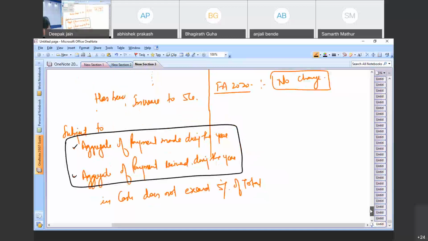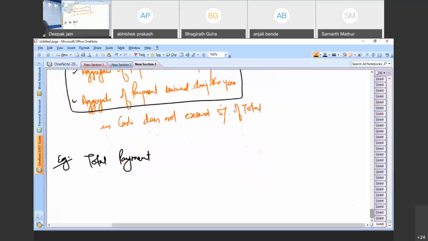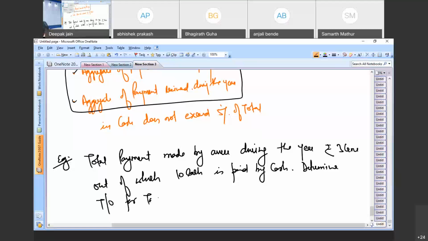Let us understand with the help of an example. Suppose total payment made by SSC during the year is 3 crore, out of which 10 lakh is paid by cash. Determine turnover for tax audit purpose. 1 crore or 5 crore?